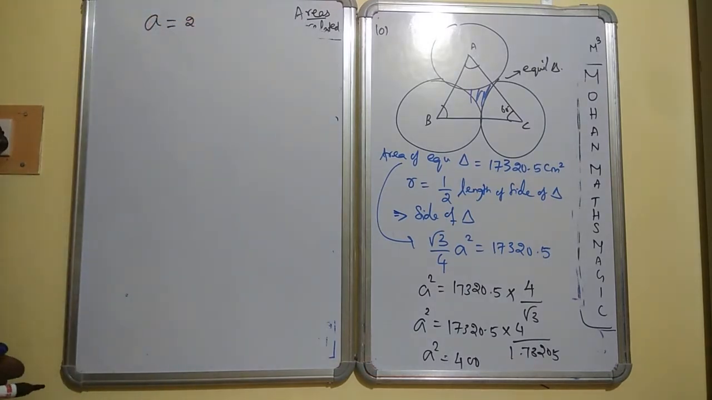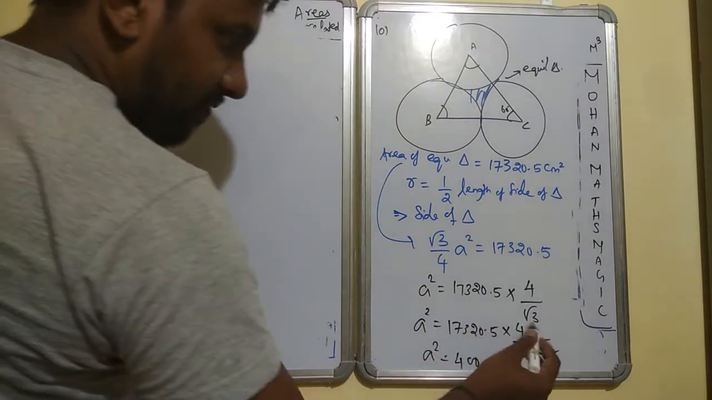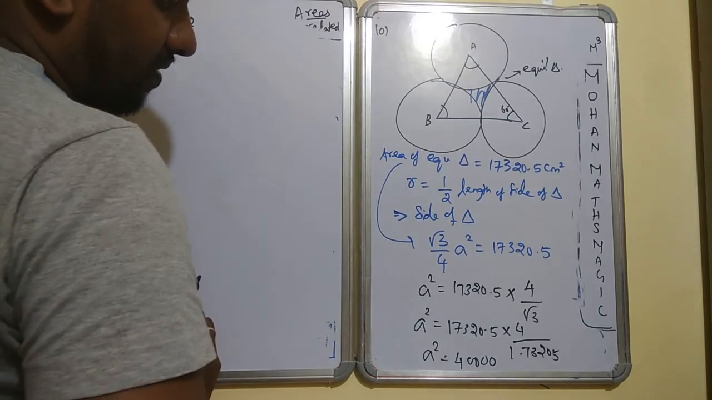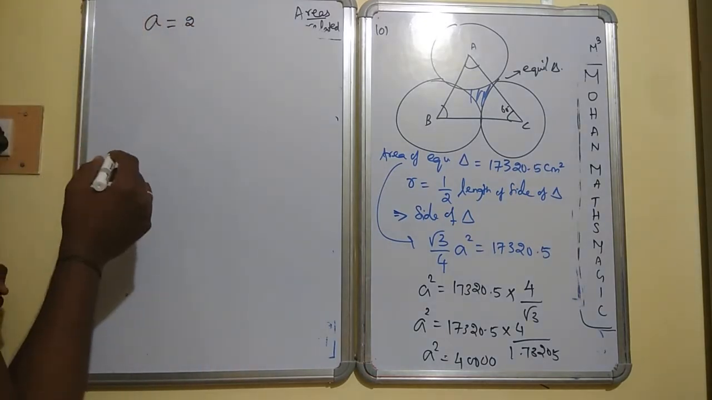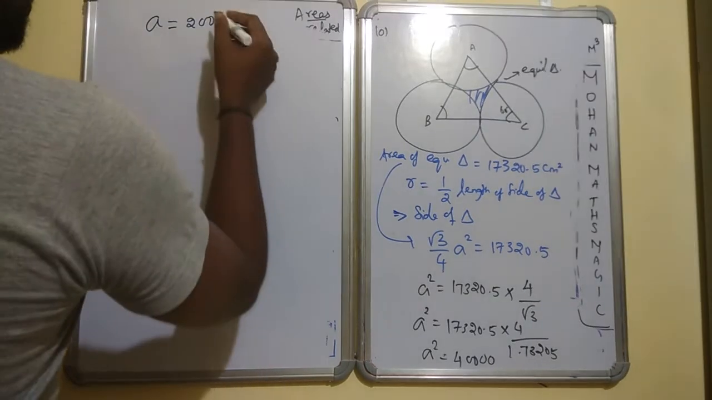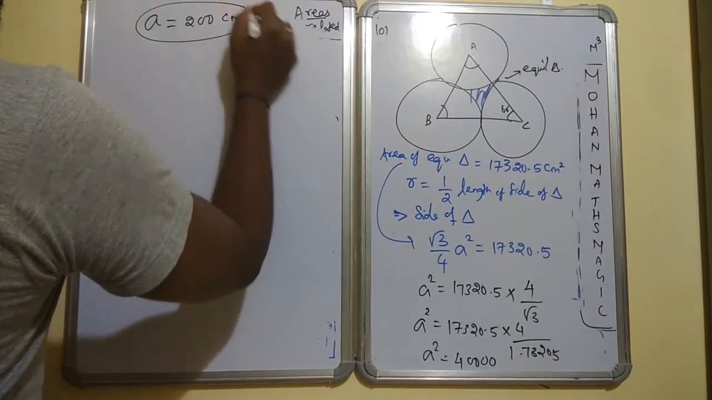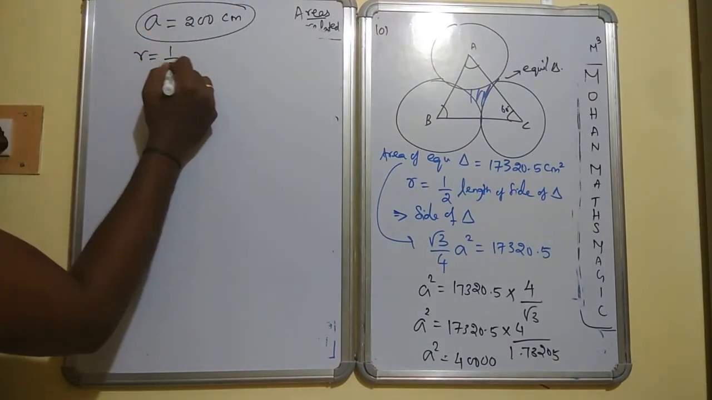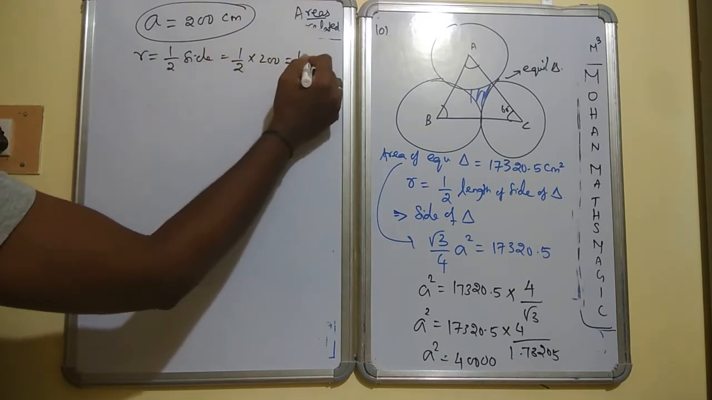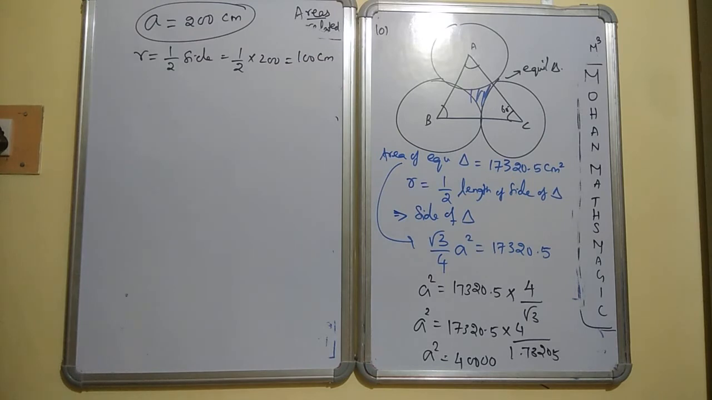And therefore, finally, if you calculate now, a square equals 400, so the side of the equilateral triangle is 200 centimeter. Correct, 200 centimeter. Our radius equals half of the side, so half into 200, which is 100 centimeter. Radius is 100 centimeter.